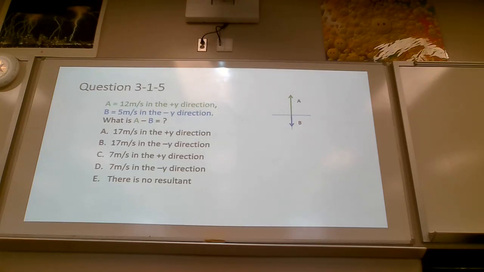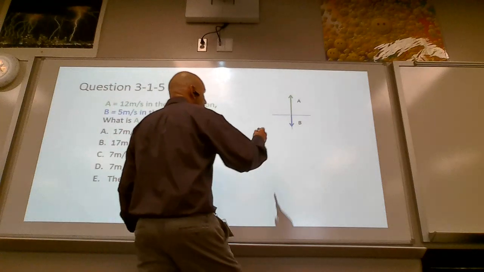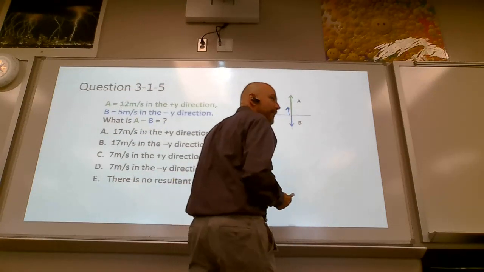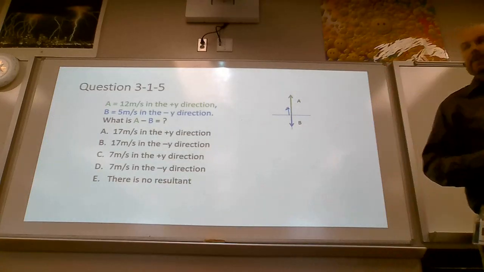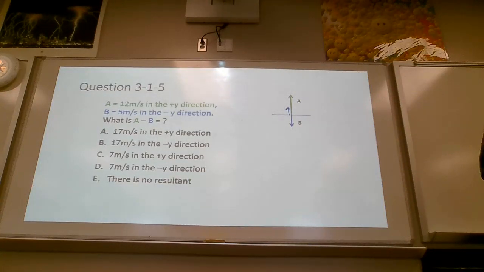It's negative 12.5. Correct answer is A. Okay, which one do we flip? B, so it's now going up. So we have 12 meters a second up plus 5 meters a second up gives you 17 meters per second in the positive y direction. Good?